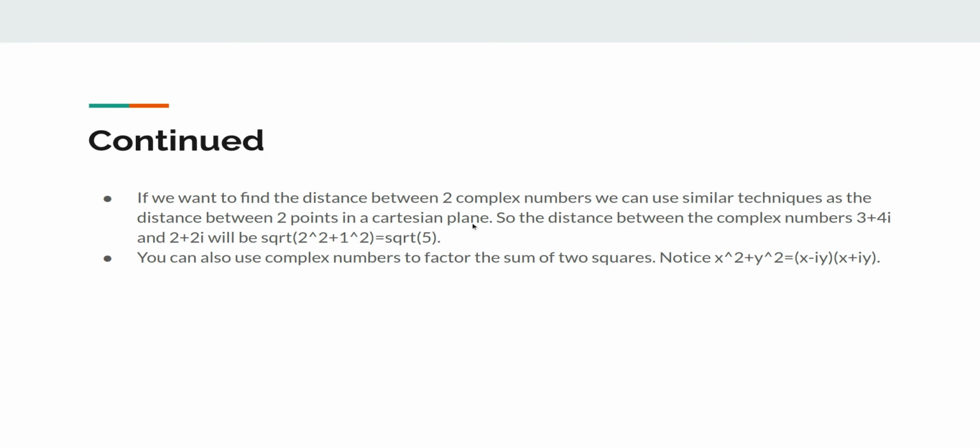Okay, continuing. If you want to find the distance between two complex numbers, you can use similar techniques as finding the distance between two points in a Cartesian plane. The distance between the complex numbers 3 plus 4i and 2 plus 2i will be this. You take the difference of the x coordinates, which are 3 and 2, so 1 squared, and then the difference between the y coordinates, which are 4 and 2, so that's 2 squared. So the distance between the two complex numbers will be the square root of 2 squared plus 1 squared, which is the square root of 5.